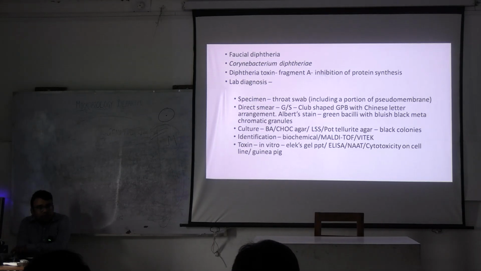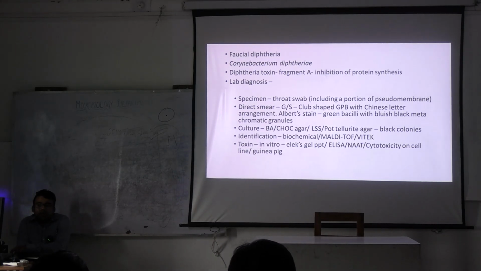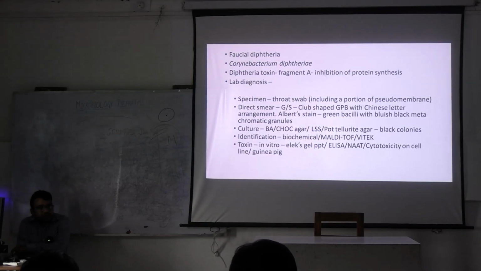Okay. So, if you suspect a case of diphtheria, what you have got to do? You have got to take at least 3 samples. One for gram stain, one for Albert stain, one for culture. And you have to mention to the laboratory that you are suspecting a case of diphtheria.